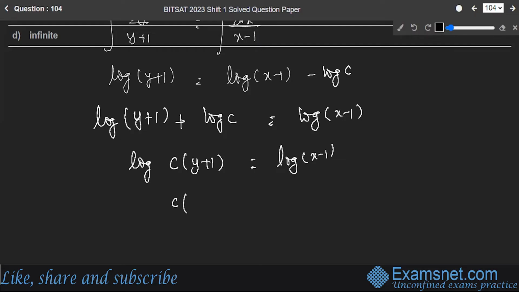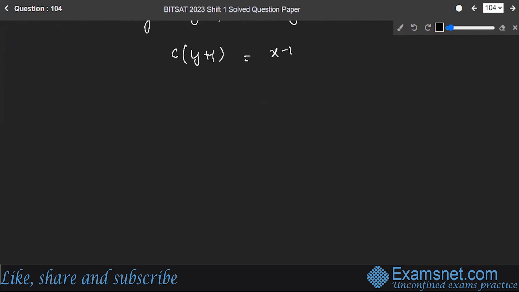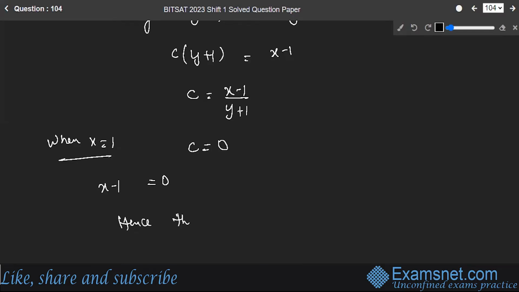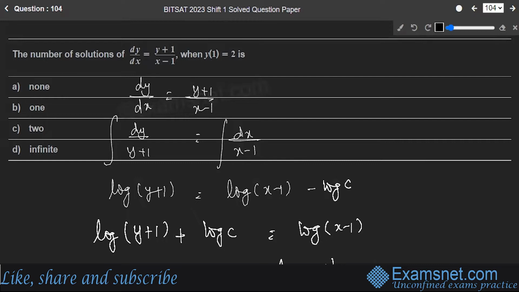That means c into (y plus 1) is equal to x minus 1. This will give you c as (x minus 1) upon (y plus 1). So if x is equal to 1, then you will have c is equal to 0. Therefore, x minus 1 is equal to 0. Hence, there is only one solution. Okay, that makes option B the right answer. Hope you understood that. Let's move to the next question.